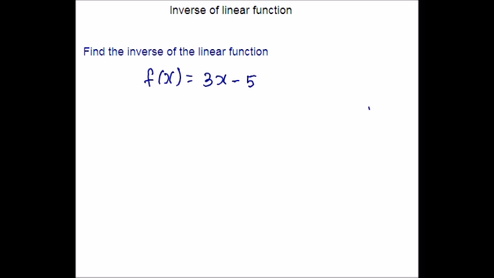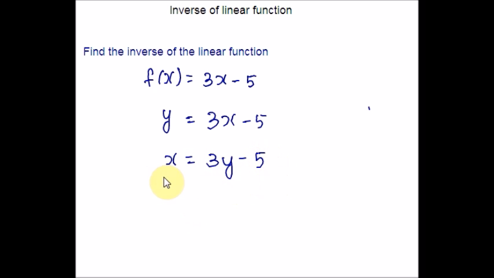Okay, let's come to this example. We are going to use the key steps that we discussed just before as a guide to solve for the inverse function. f of x is equal to 3x minus 5. Now replace f of x by y, so this becomes y equal to 3x minus 5. Now I'm going to swap the roles of x and y. I'm just going to change y to x and x to y. So x is equal to 3y minus 5.